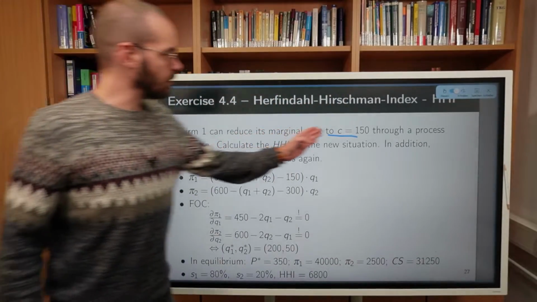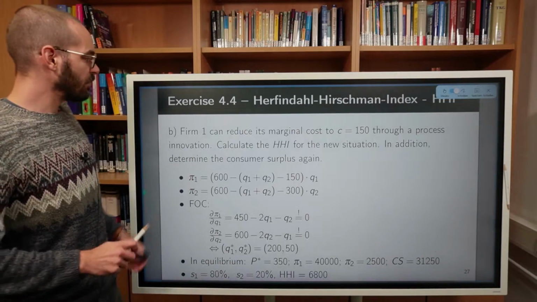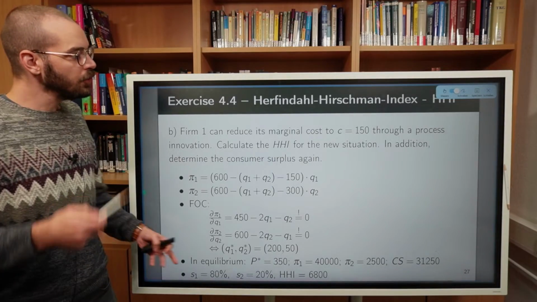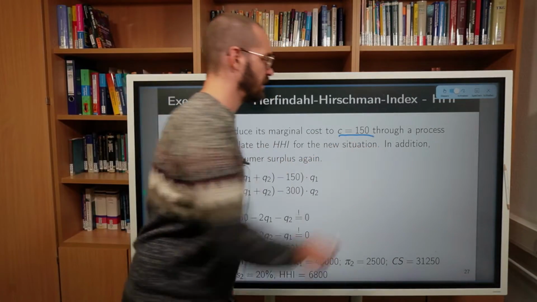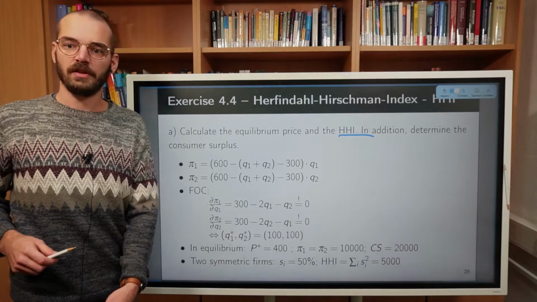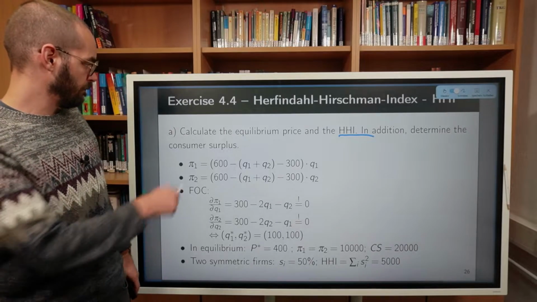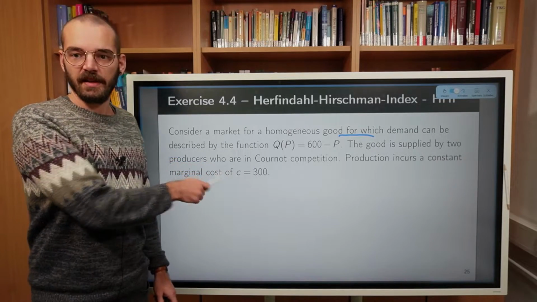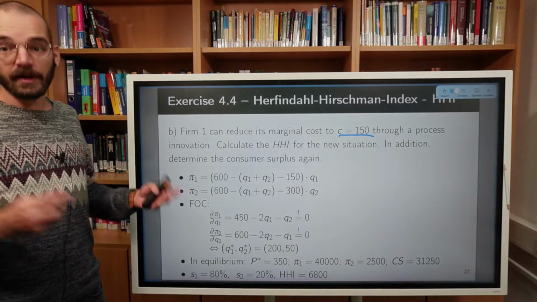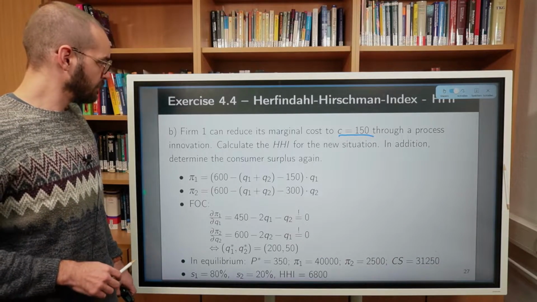Let's now introduce a change. Let's now introduce an innovation. Firm 1, by assumption, now has new, reduced marginal costs. It's only 150, in contrast to the old marginal costs of 300 in the initial setting. So in task b, one firm, firm 1 to be precise, has lower marginal costs of 150.